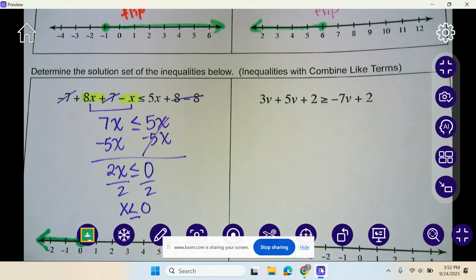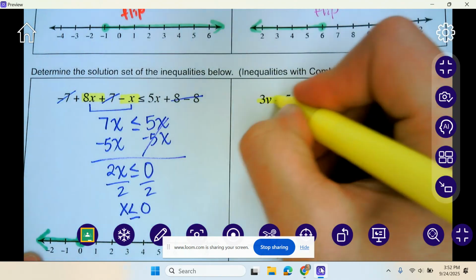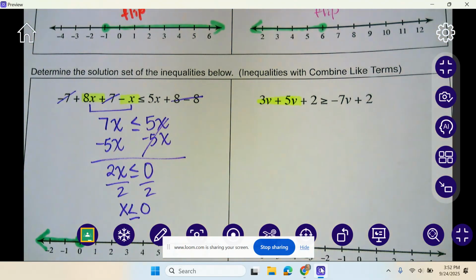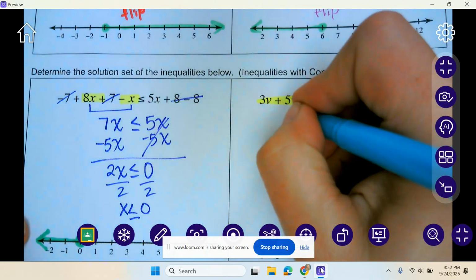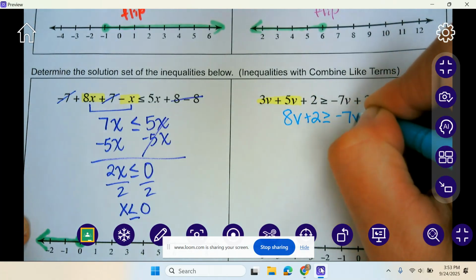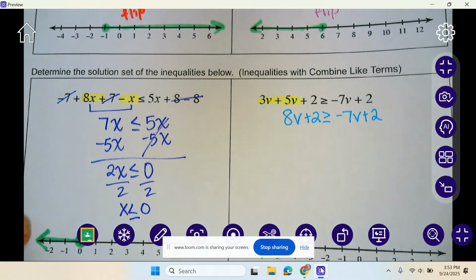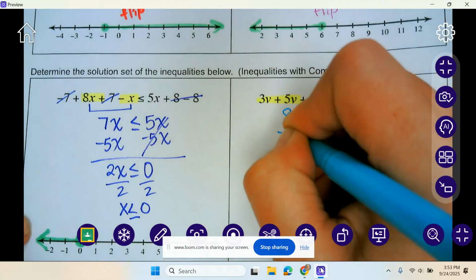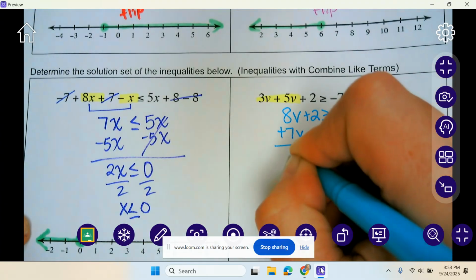All right, so same thing over here, combine like terms. Going to combine these two, and I get 8v plus 2 greater than or equal to negative 7v plus 2. All right, so I'm going to move this 7v, and I get 15v plus 2 greater than or equal to 2.